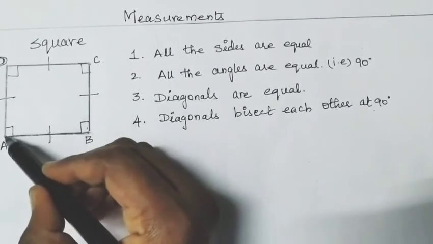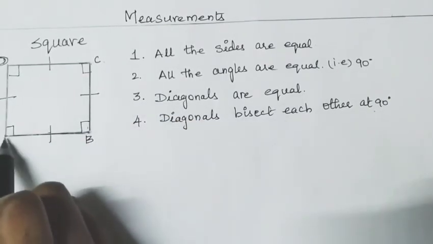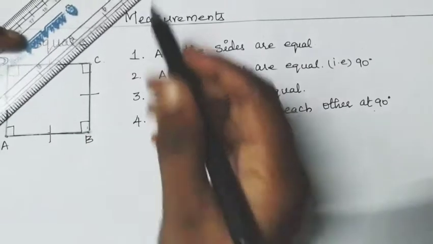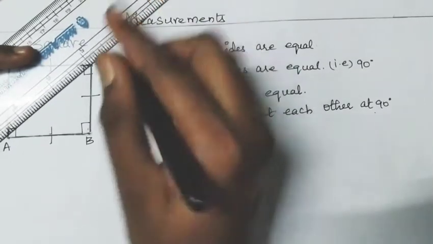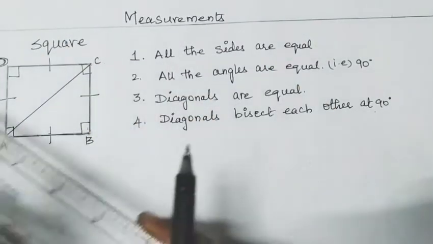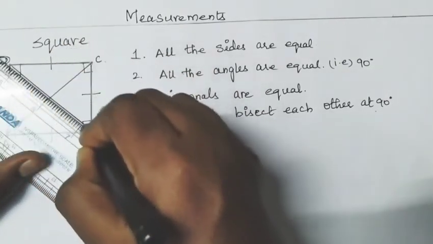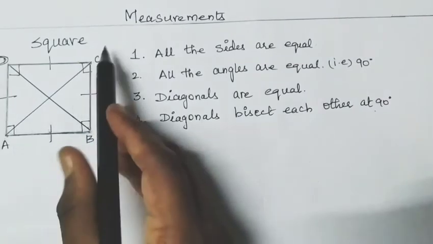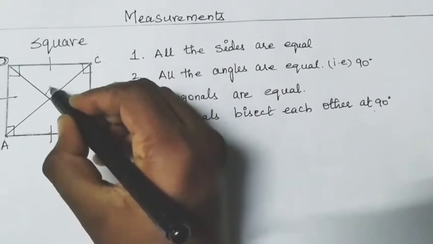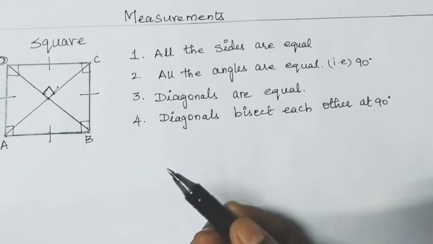A diagonal is a line segment joining alternative vertices. A is a vertex and the alternative vertex of A, that is the opposite vertex of A, is C. So this is the diagonal, a line segment joining opposite vertices. AC is one of the diagonals and BD is the other diagonal. So diagonals are also equal. AC is equal to BD and the diagonals bisect each other at 90 degrees.